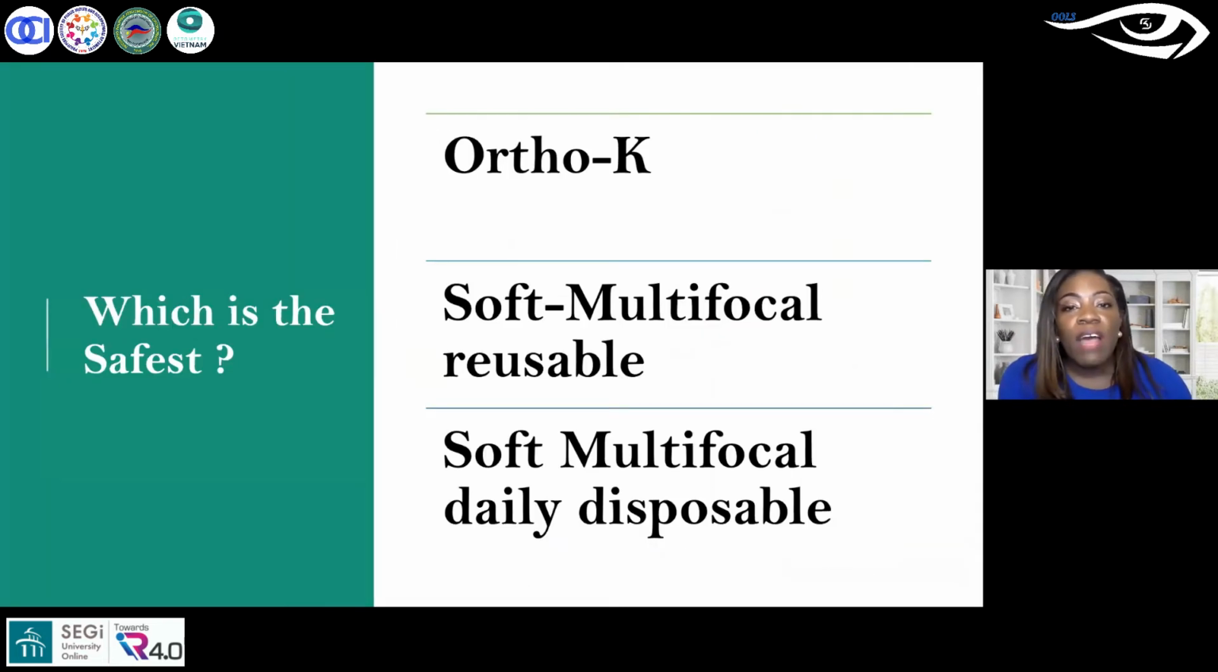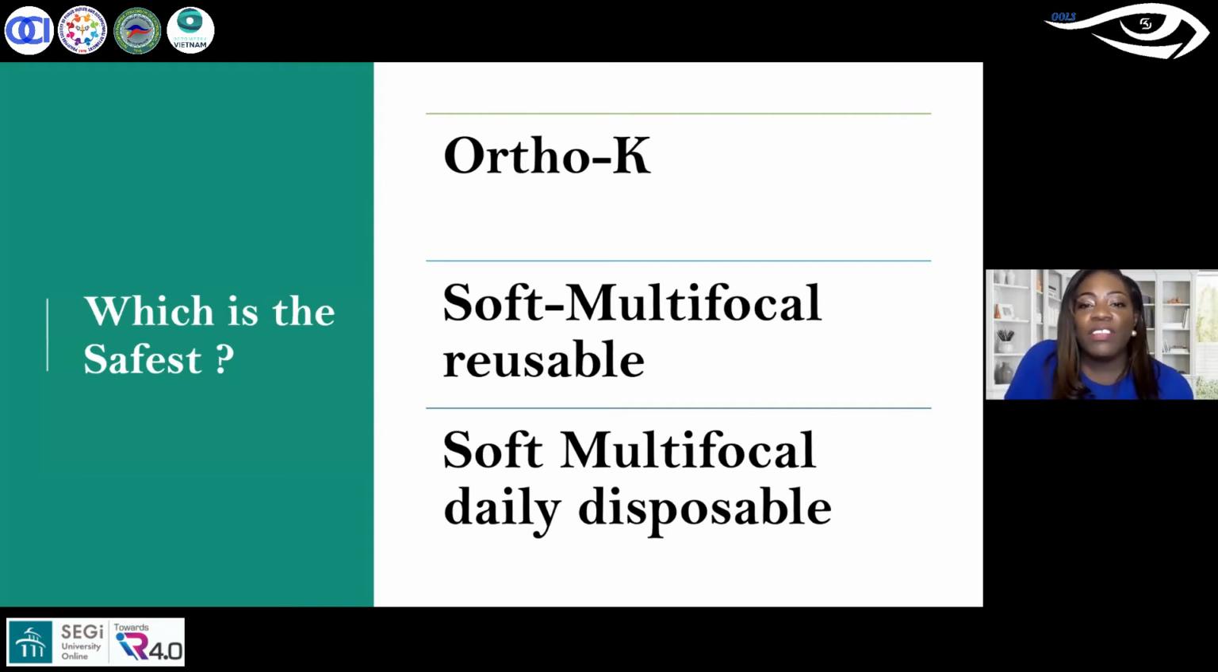Okay. Now, which is the safest when we go back to the contact lenses? Is it Ortho-K? Is it soft multifocal reusable, or is it soft multifocal daily disposable? So we're going to do our last poll here and see what you think is the safest. This won't cause controversy, this one. True. Yeah, so the majority are saying disposable soft multifocals, followed by Ortho-K, and a couple of them are also in favor of reusable ones.